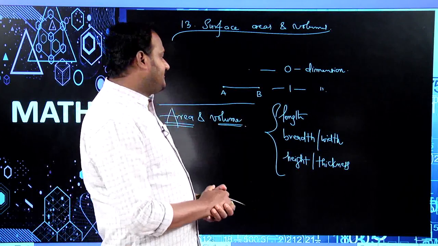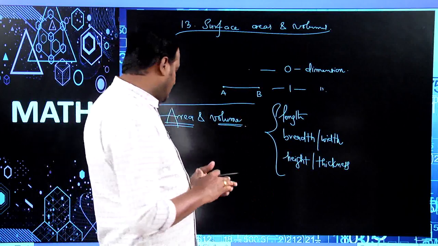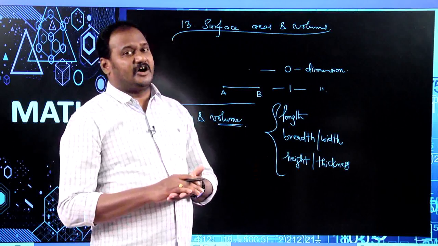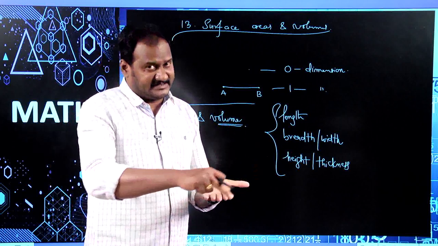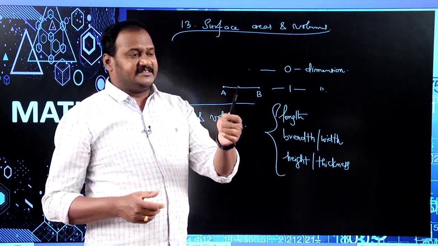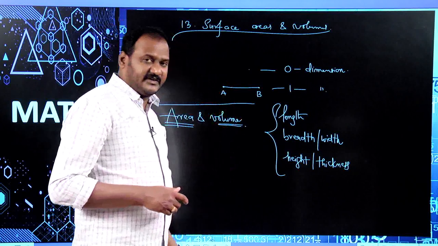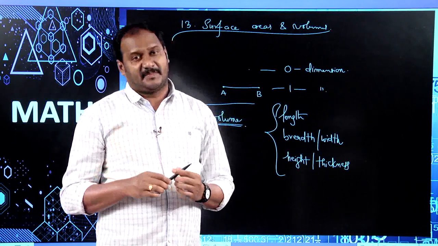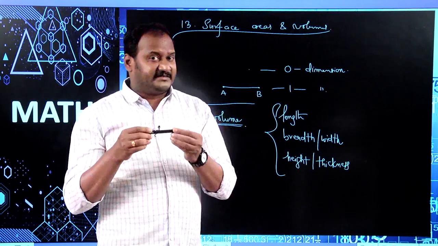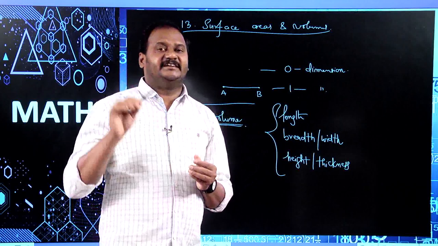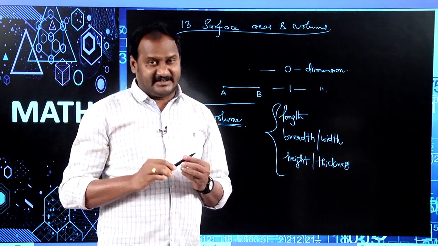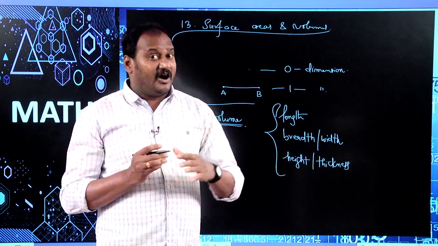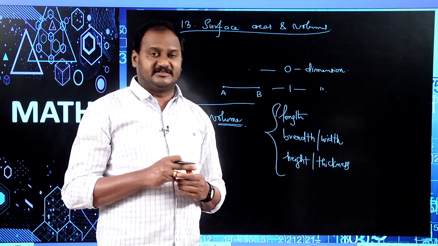For example, if I am placing one object on one surface, then that object occupies some space on the surface. Suppose I place this on the table, then the base of this figure occupies some space on the table. So, whatever space it occupies on the surface is said to be its area. Hope you understand. So, the area of a plane figure means the space occupied by the plane figure on the surface.